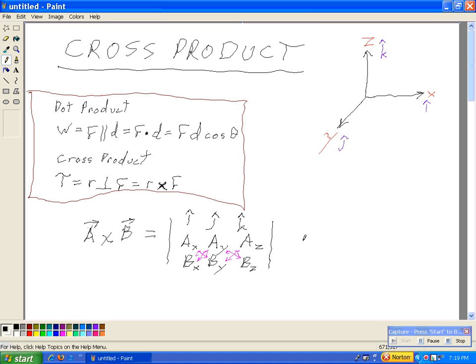Okay. So, really the formula for all is, in the i direction you look at j and k. In the j direction you look at i and k. In the k direction you look at i and j.